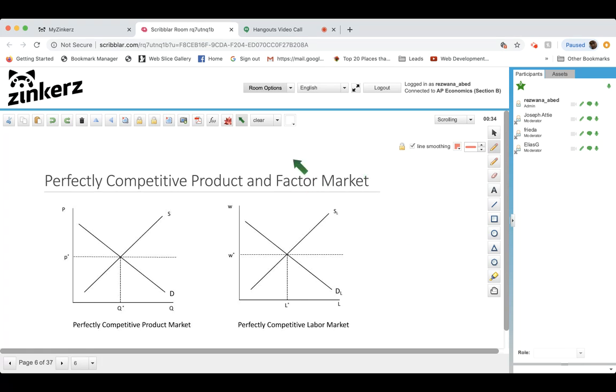So we're talking about factor markets. We started by talking a little bit about the difference between product markets and factor markets. Just to recap, the product market is what we have been focusing most of our time on in economics so far, when we talked about supply and demand for goods and services, and we saw shifts of supply and demand and all that. That was the product market.